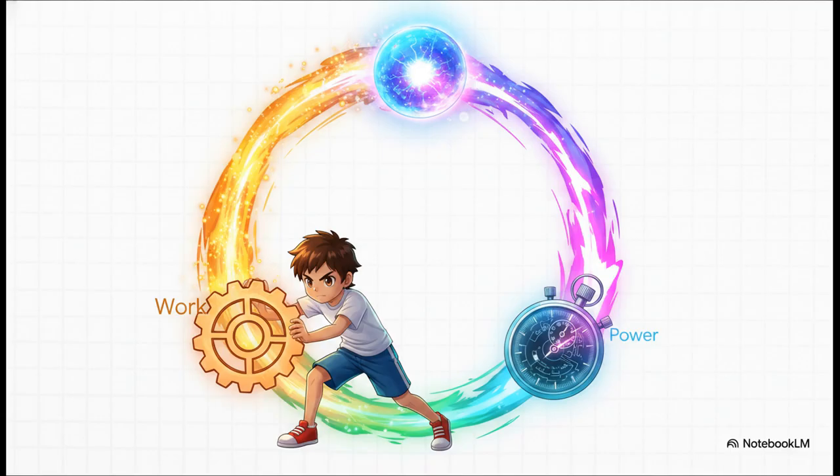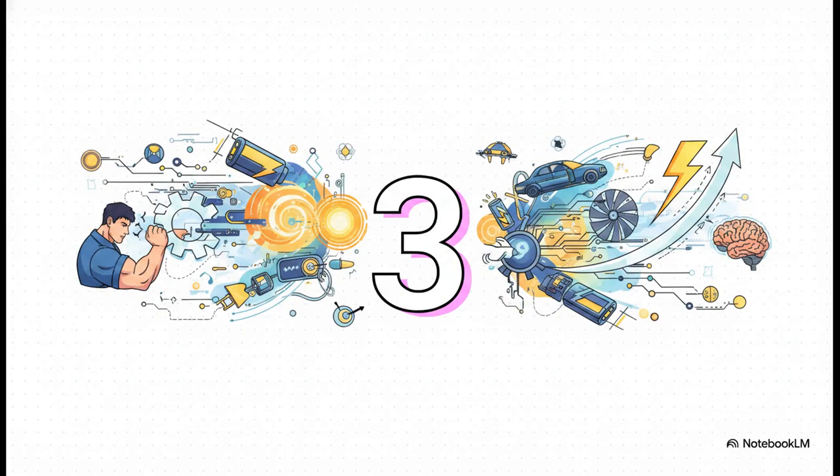Work translates directly into a change in energy. Power tracks exactly how fast that work is accomplished. It's a beautifully closed loop that perfectly summarizes the mechanics of our physical world. So, it all really boils down to analyzing these three core interconnected mechanics: work, energy, and power. They are the true drivers of the physical world around us.